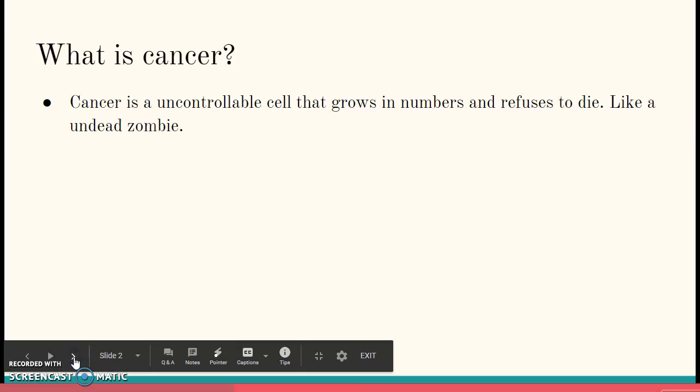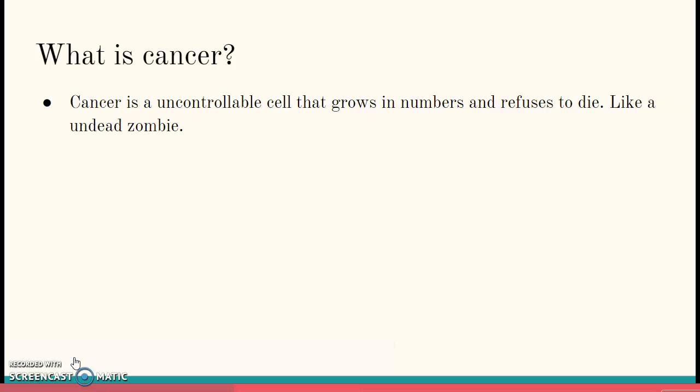So what is cancer? Cancer is an uncontrollable cell that grows in numbers and refuses to die, much like an undead zombie.